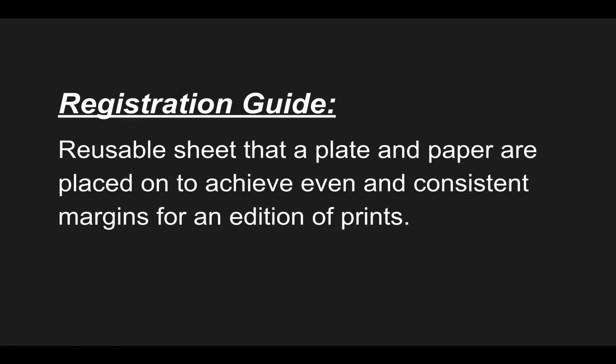And then we have our registration guide. Our registration guide is a reusable sheet that a plate and paper are placed on to achieve even and consistent margins for an edition of prints. We use a registration guide so that every time our prints come out the same size with the same margins on each side, and generally are a little bit more square so we don't have to trim as much at the end. And it keeps our press bed clean.